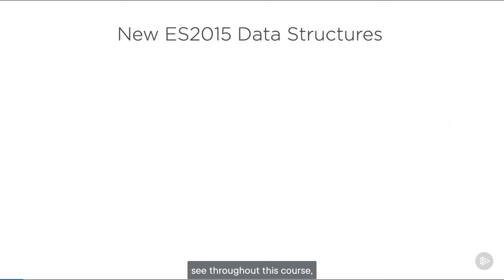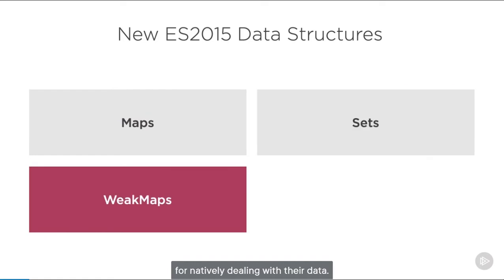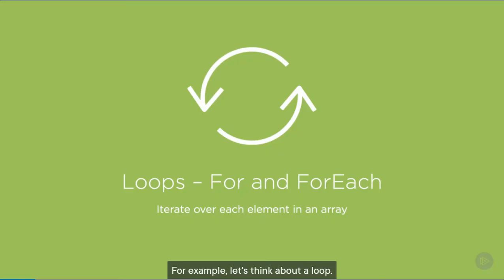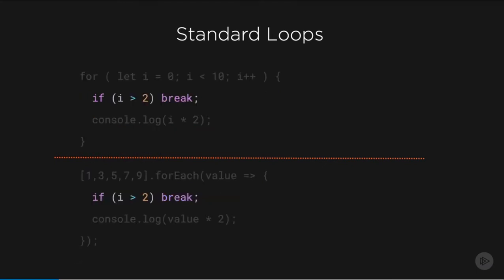As you'll see throughout this course, JavaScript now gives us new data structures and methods for natively dealing with their data, and iterating through data is not a new concept. For example, let's think about a loop. We use loops all the time to iterate over data. In a loop, we generally are iterating over each element within an array and doing something with each value. For loops and for each loops are all you need for most situations. If you ever needed to stop iteration, that's possible by using a break keyword.